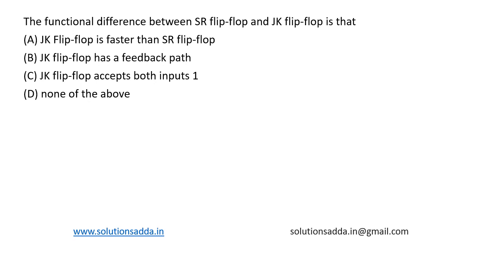The major difference between a JK flip-flop and an SR flip-flop is that in JK flip-flop, both inputs can be high. That is, when both the inputs J and K are 1, then the output Q is toggled. It means that the output alternates between 1 and 0. In SR flip-flop, this condition, that is both inputs being 1, is not acceptable. So the functional difference is that JK flip-flop accepts the input 1 in both cases, for both J as well as K. So option C is the correct answer here.